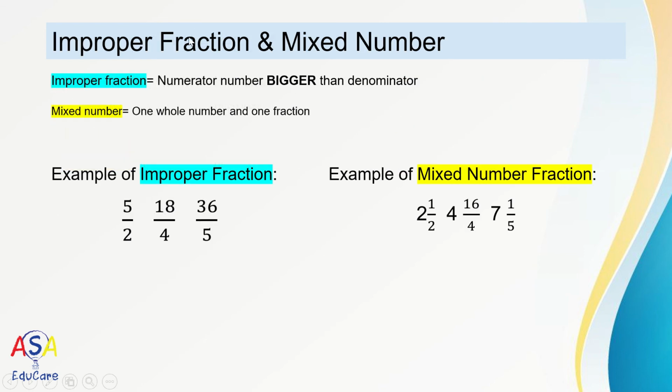Oh, one more part. Improper fractions and mixed number. So improper fractions, okay, proper means the right amount. Improper means too much. So this is when numerator number is bigger than denominator. What does that mean? One example here, 5/2.